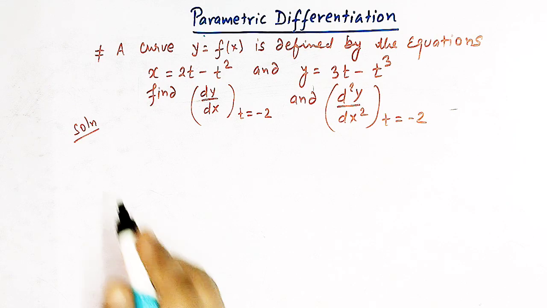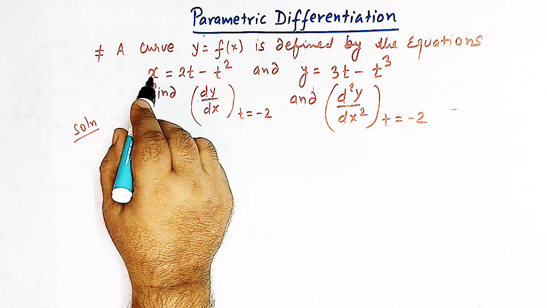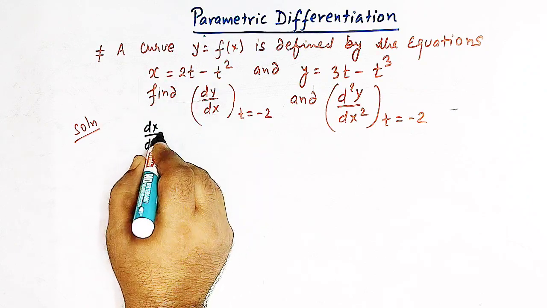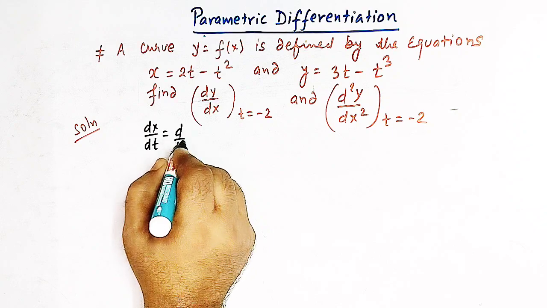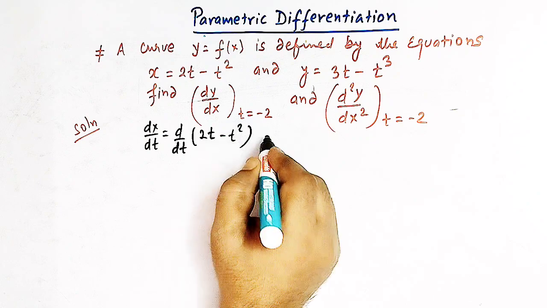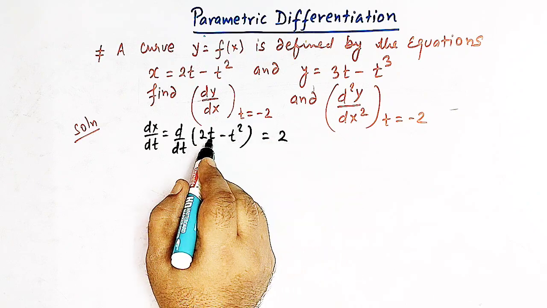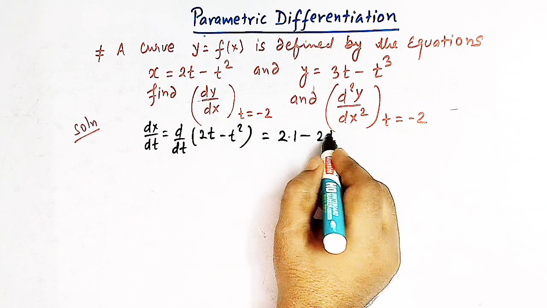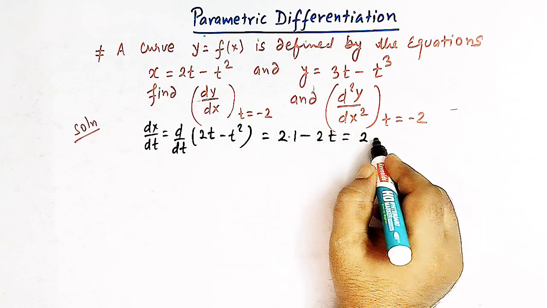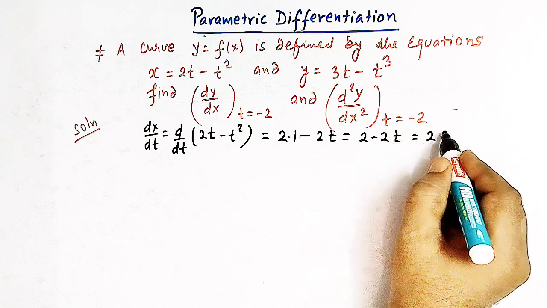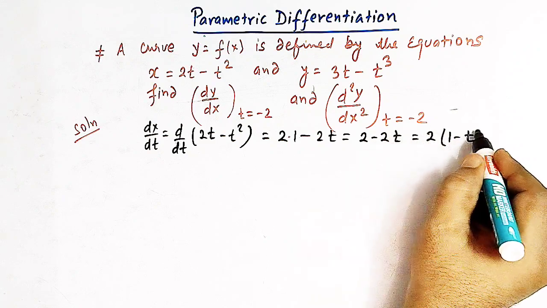So let us first differentiate x with respect to t. So dx over dt is equal to d by dt of 2t minus t square. Now the derivative of t is 1, and the derivative of t square is 2t. So we have 2 minus 2t, that is 2, taking 2 as common, we have 1 minus t.